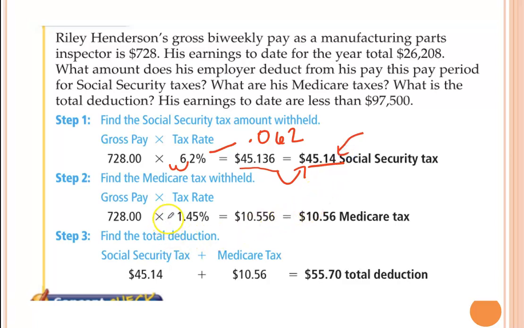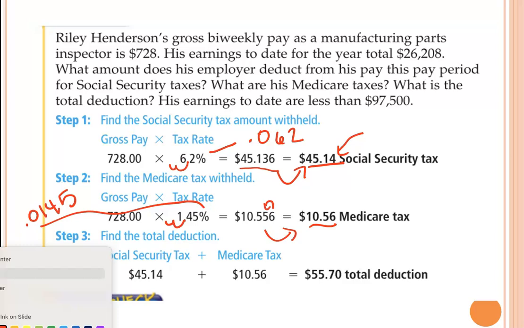Step 2, find the Medicare tax withheld. Gross pay times the tax rate equals $10.55. Okay, so again, round up. Here is your answer and a perfect example. Move it 2 spots to the left: 0.0145 in your calculator. When you're using the calculator for the mastery checks and you can't have your phone, it might be easier to use these 2 amounts.